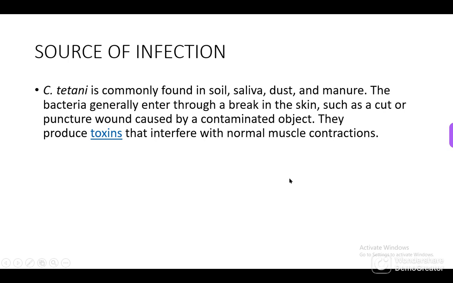Very commonly you see accidents involving motorcycles, rickshaws, cycles and so on, called road accidents. There is a chance that a break occurs in the skin, and the bacteria which are commensal on the skin enter into other parts of the body as an infective agent.